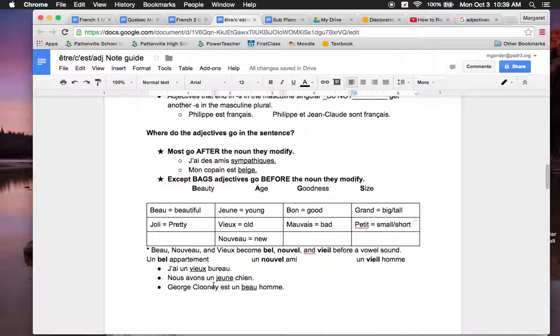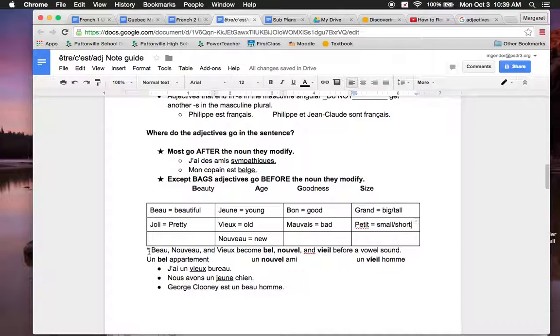We have a young dog. Nous avons un jeune chien. Okay, BAGS before. George Clooney est un beau homme. Okay, he is a handsome man. Except, this is wrong, and I did that on purpose, all right?